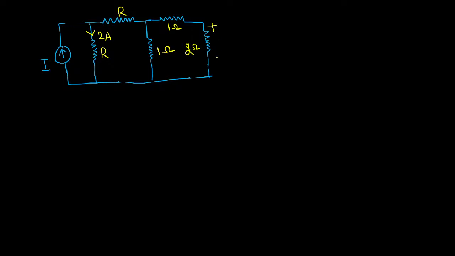And they told that this voltage is Vx. The voltage drop across the 2 ohm resistor is Vx. Now the question is, what is the value of this current I when the value of this Vx becomes 2 volts? That's all. Find the value of I when the value of this Vx is 2 volts. Can you please do it? It's a very, very simple question.